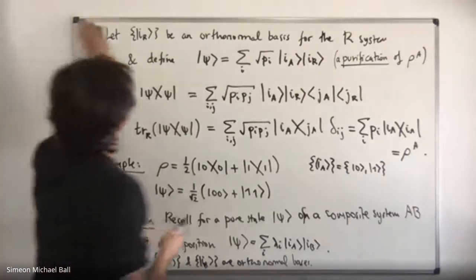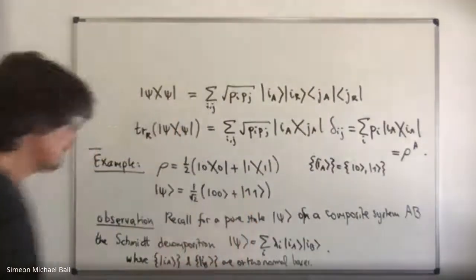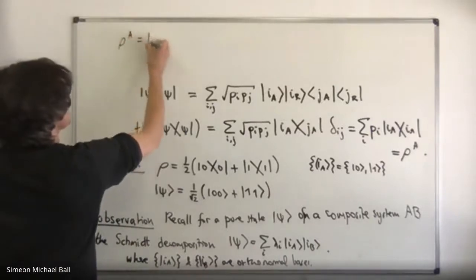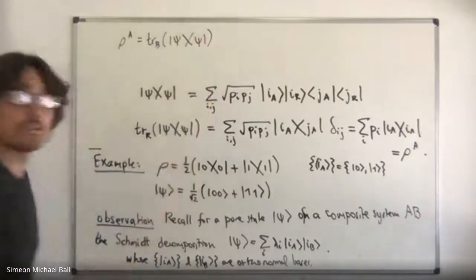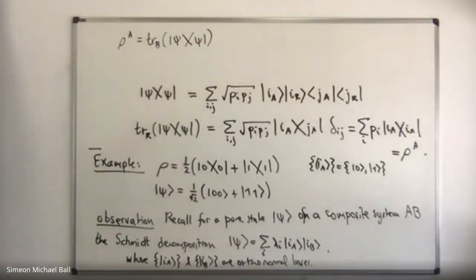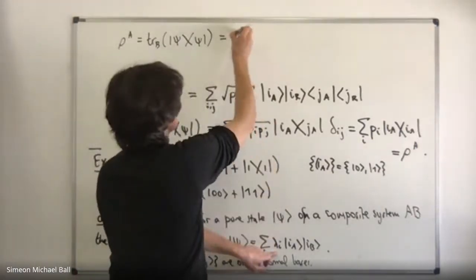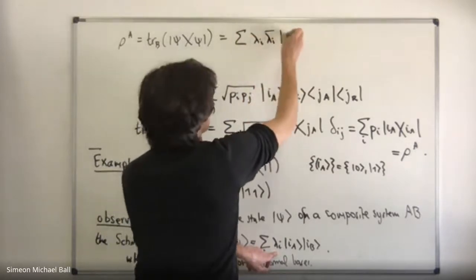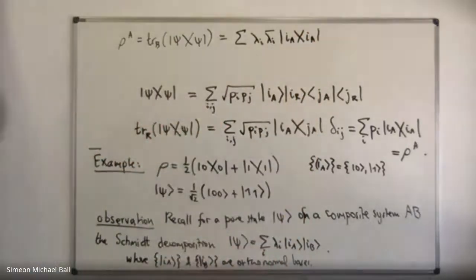Now, if we take the reduced density matrix on the A system, so if we trace over B of this thing, what will we get there? Well, let's just skip a bit because it's pretty similar to how it was before. We're just going to get lambda_i conjugate |i_A><i_A|, as in this last example.